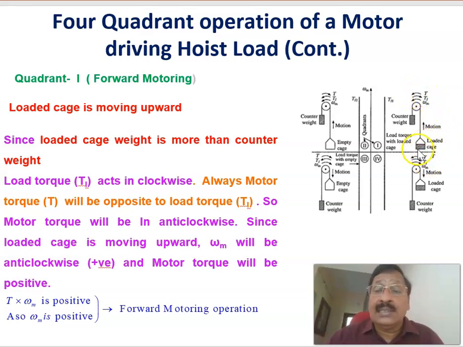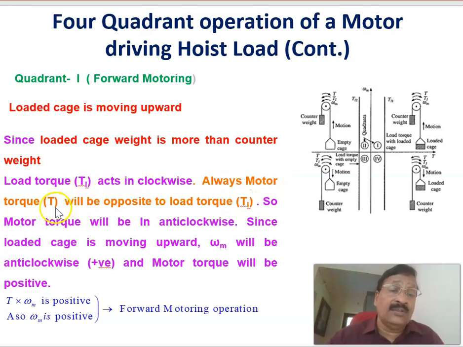Another thing is that since the counterweight is moving upward here, omega m is also anti-clockwise, or positive, and T is also positive, meaning that T into omega is positive, or mechanical power output is positive. That is called forward motoring operation. During forward motoring operation, the loaded cage is moving upward, and its weight is more than the counterweight. That is why the load torque acts in the clockwise direction.